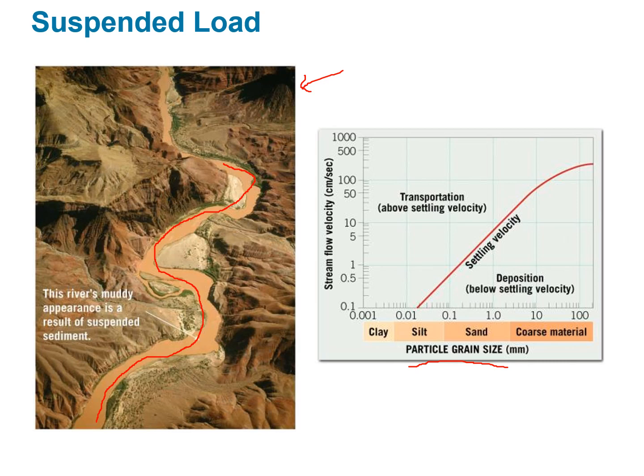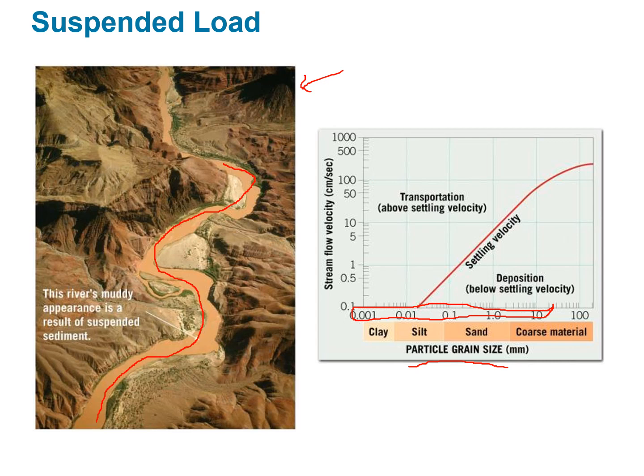So say you have water moving at 100 centimeters per second. So that's a meter per second. That would plot right here. So if we draw a line straight down, that means any particle from this size down here, so all clay, silt, sand, and some coarse material will remain in suspension as long as the water is traveling at 100 centimeters per second.